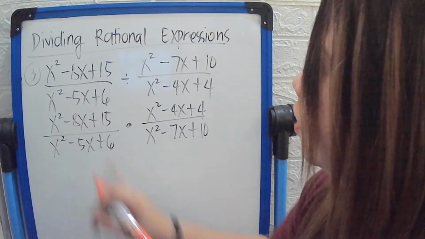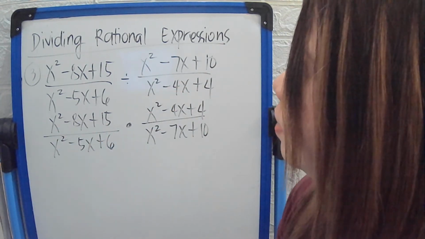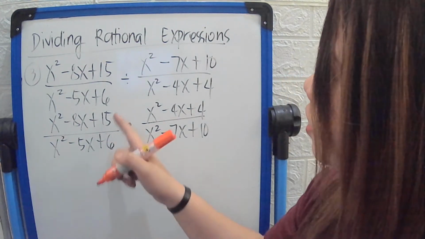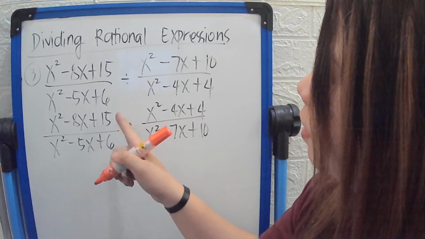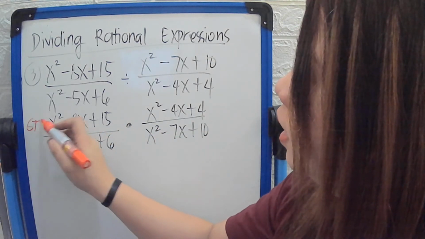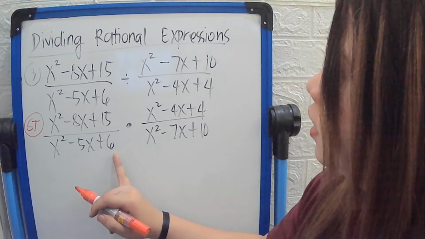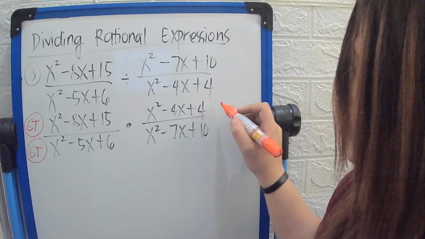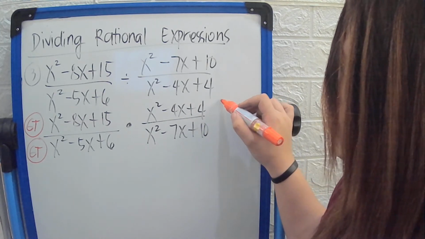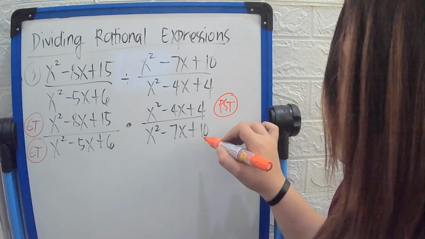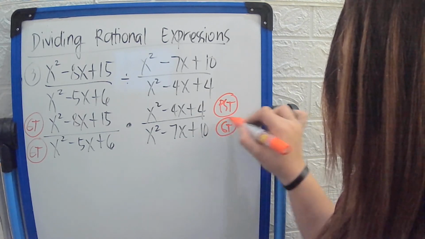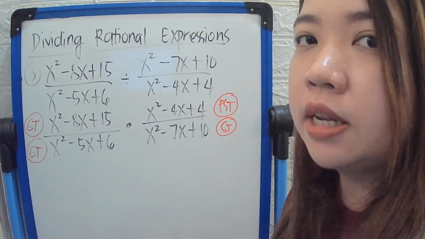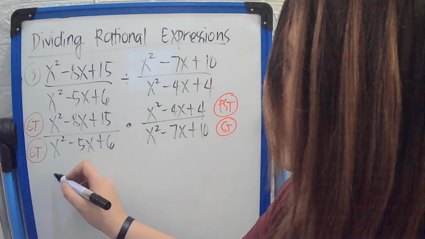Let us start here. So since they are all trinomials, we choose between PST and GT. So look at your last term. So your last term here is not a perfect square, so we apply GT. 6 is not a perfect square, so again, GT. 4 is a perfect square, so this is PST. 10 is not a perfect square, so we use GT. So we already have the factoring methods. Let us now factor each polynomial.